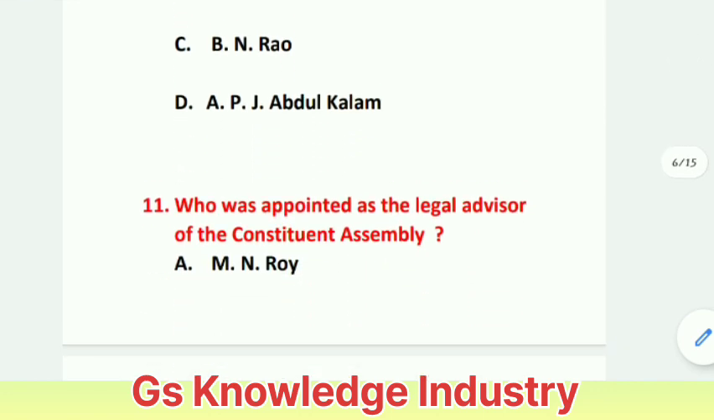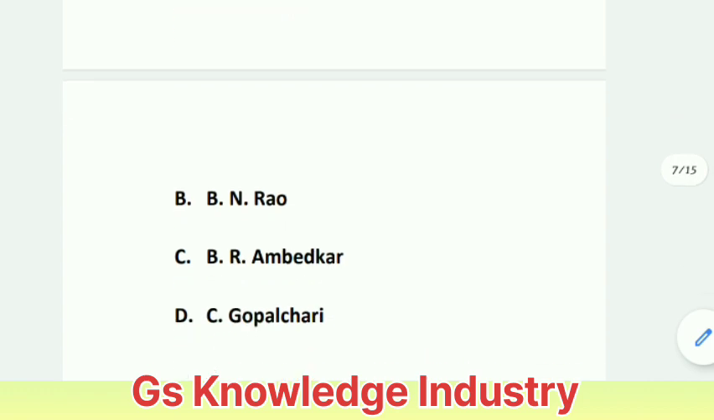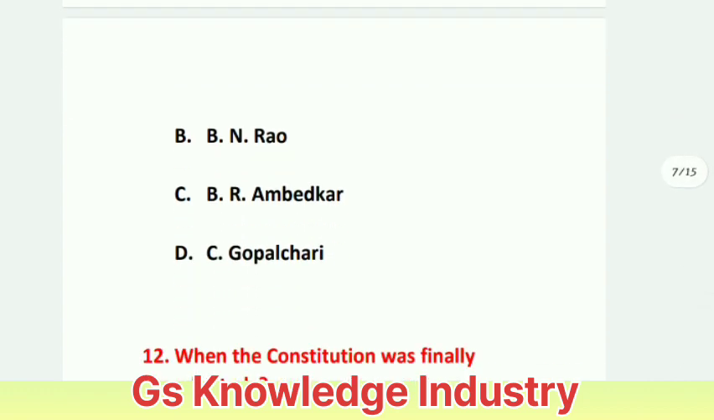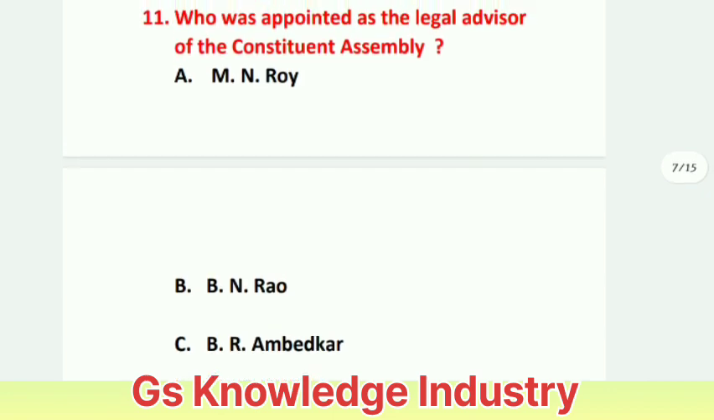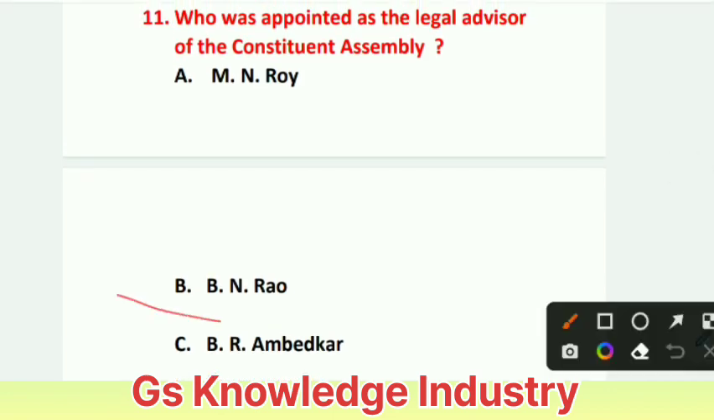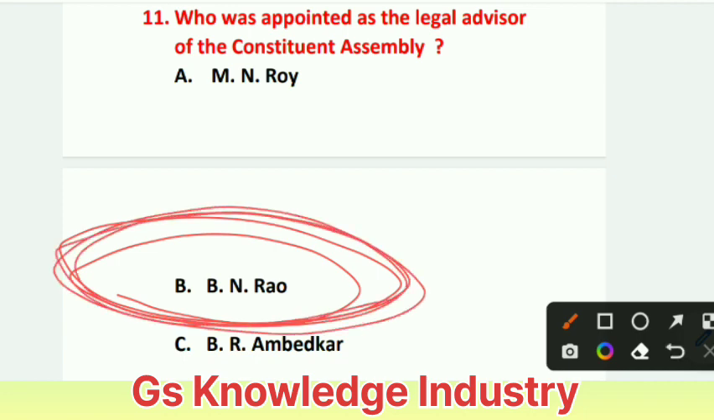11 number question. Who was appointed as the legal advisor of the Constituent Assembly? Option A, M.N. Roy. Option B, B.N. Rao. Option C, B.R. Ambedkar. Option D, C. Gopalachari. Here the right answer is option B. Option B is the correct answer. B.N. Rao was appointed as the Constituent Assembly's legal advisor, right?